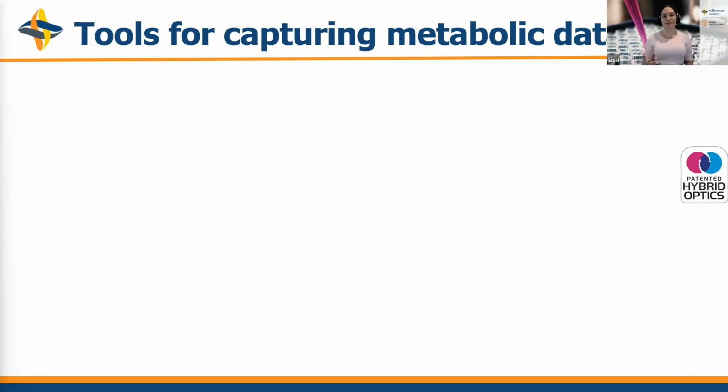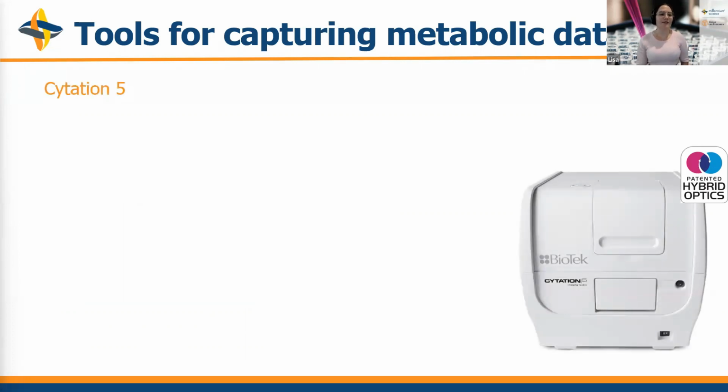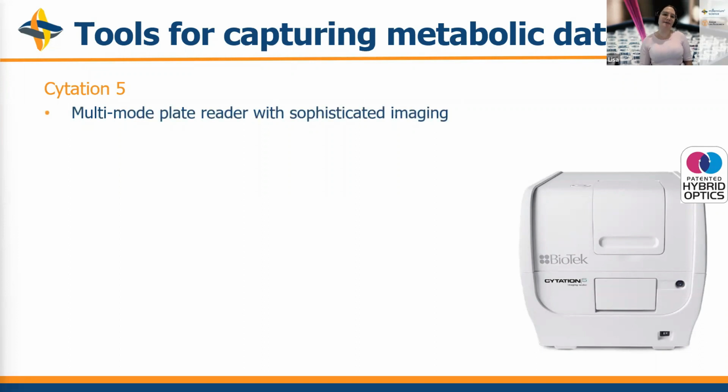And there are several tools that you can use to capture metabolic data. As the Agilent Biotech Product Manager, I'm going to be touching on a few of the tools that we represent to help you with your assays. First and foremost, the Citation 5. So the Citation 5 is a multi-mode plate reader, and it has a sophisticated imaging system as well. And it really does provide a global solution, gives you application flexibility and sensitivity.